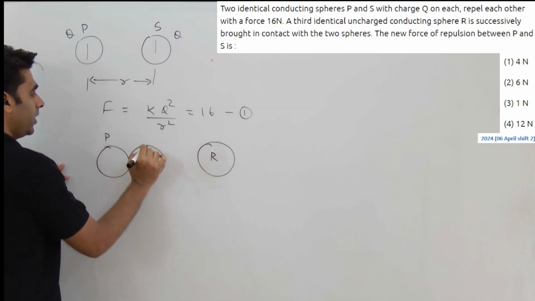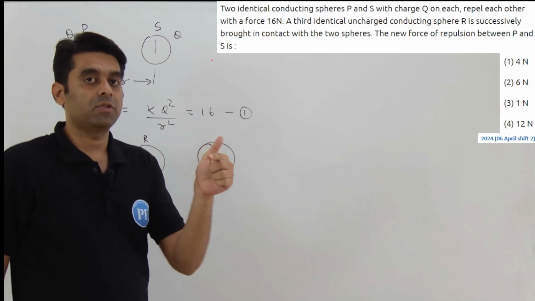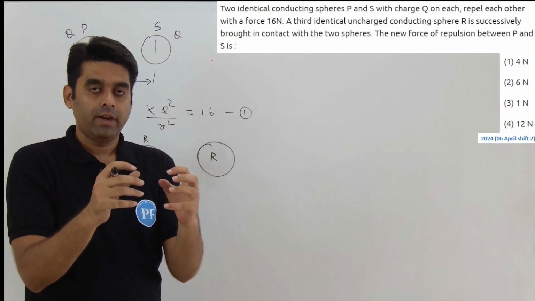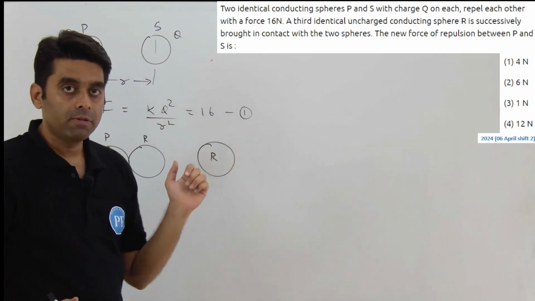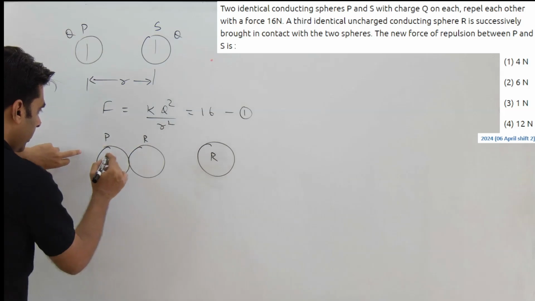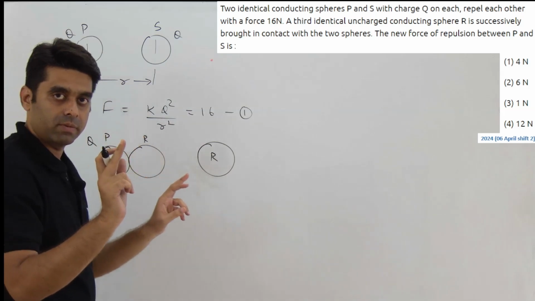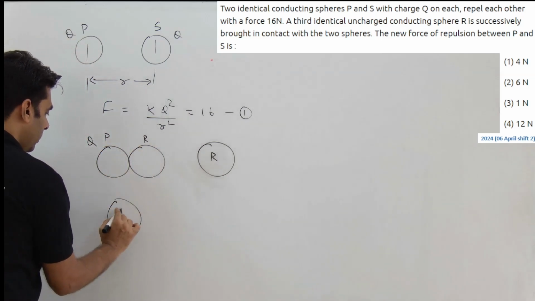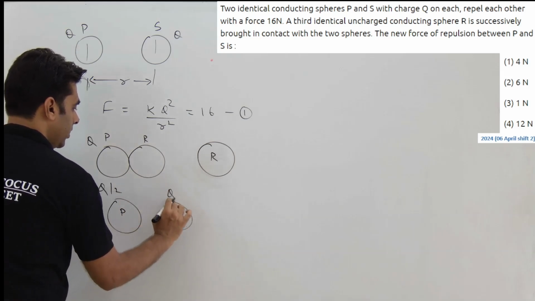Whenever you have identical spheres and they are brought in contact, due to charging by conduction, the charge will get distributed equally. So the total charge on the system is q, it will get equally distributed. How much will it be? On P it will be q by 2 and on R it will be q by 2.